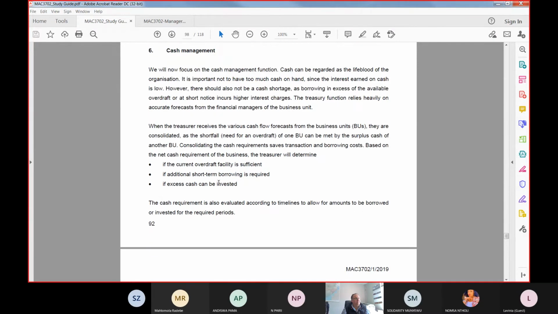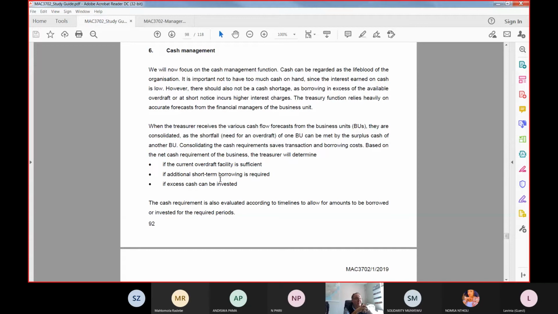Here in cash management, number 6 of your textbooks, we will now focus on the cash management function. Cash is regarded as the lifeblood of the business because without it, we cannot function the business, it is what is moving and always rotating. It is important not to have too much cash on hand since the interest earned on the cash is low. However, there should also be no cash shortages to borrow, as borrowing excess available overdraft at short notice incurs higher interest rates. I've explained that earlier.